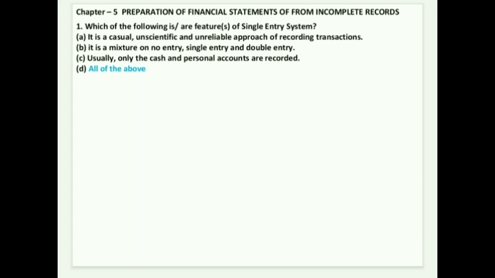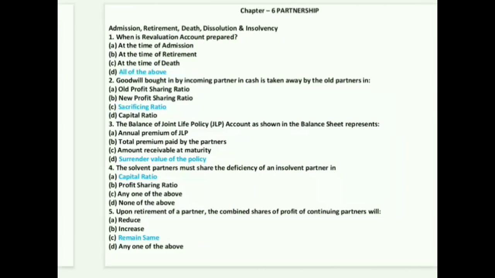It is a casual, unscientific, unreliable approach of recording transactions. It is a mixture of no entry, single entry and double entry. Usually only the cash and personal accounts are recorded. So this is the only one which I find important. Which of the following are features of the single entry system? That is a casual, unscientific and unreliable approach of recording transactions. So all these three are correct.